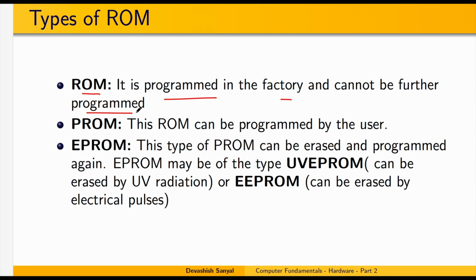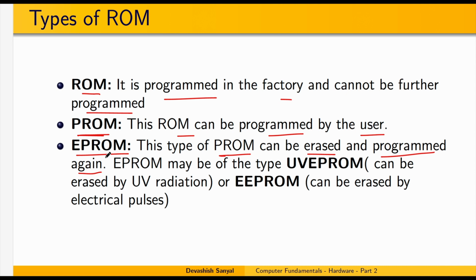This kind of ROM you can find in video game consoles or in washing machines. And then you have programmable ROMs. This ROM can be programmed by the user. Initially it will not be programmed, but you can program it. That is called PROM. And then you have EPROM. This type of PROM, the programmable ROM, can be erased and programmed again. So your computer may contain EPROM.